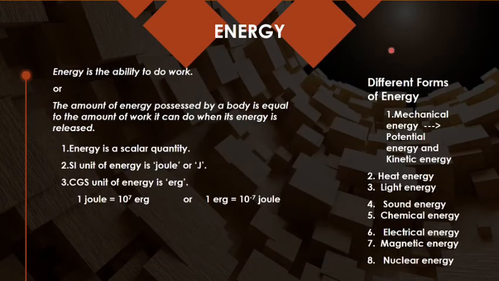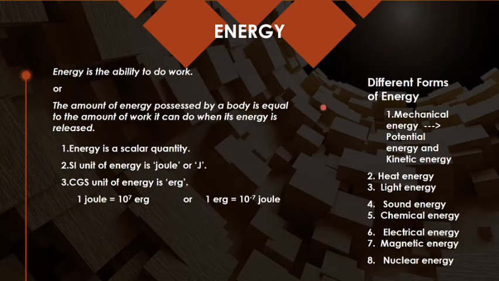Next term with you is energy. After work done, we have to do the next term, that is energy. That is of course the ability to do work. Or we can say that the amount of energy possessed by the body is equal to the amount of work it can do. Like work done, energy is also a scalar quantity. And units and dimensions for energy are the same as that of work done. So it means the unit for energy is joule, SI unit, CGS is of course erg.